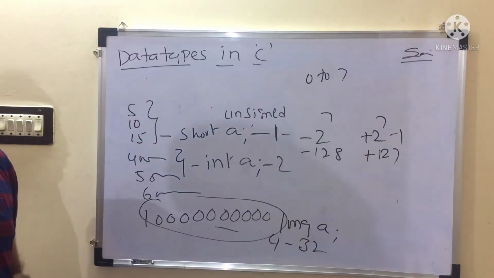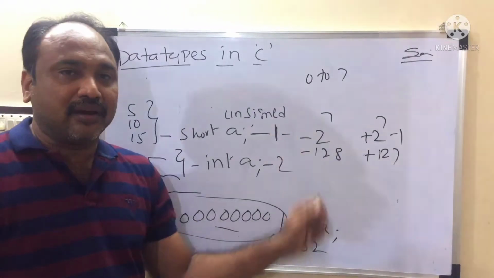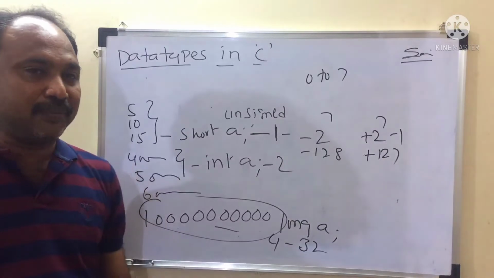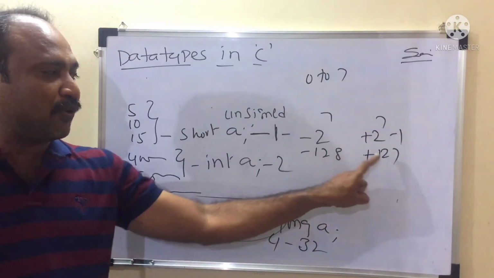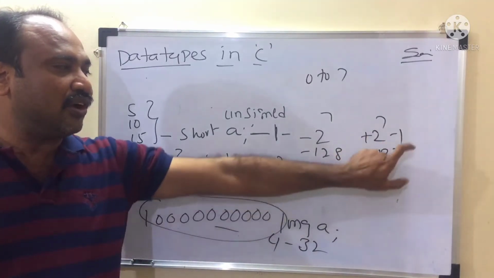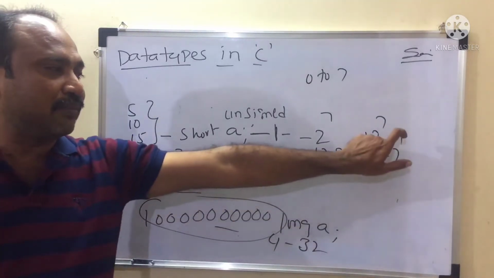In the same way, most of you learn by heart, no, don't learn by heart. Some of you will raise one doubt: sir, why are you taking 2 power 7 minus 1? Because minus 128 to plus 127 means 0 is also included. That's why, by including 0, I have to reduce one value. That's why I am writing minus 1.